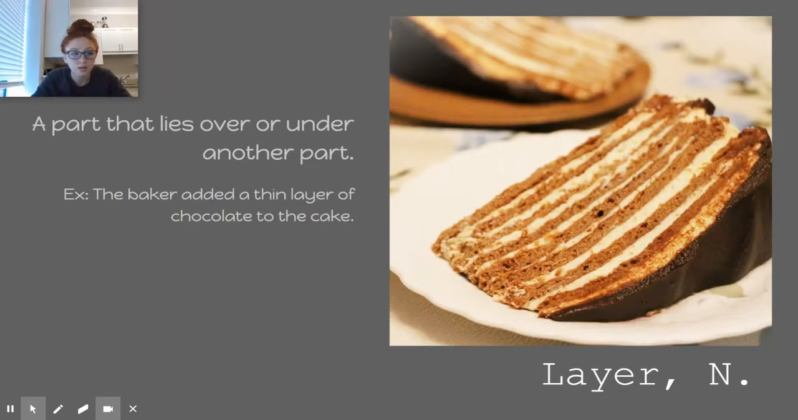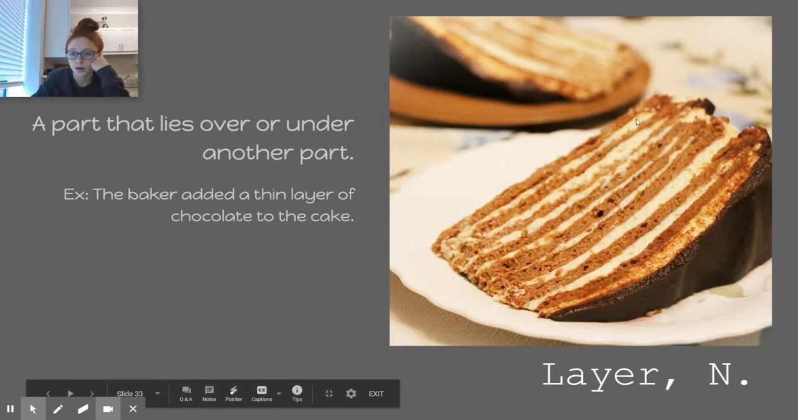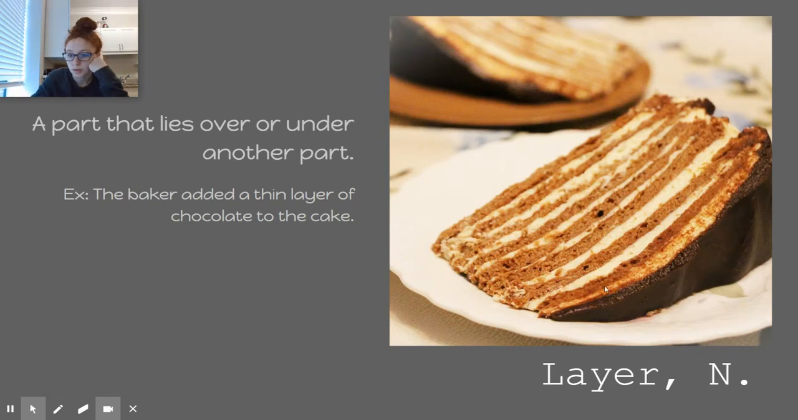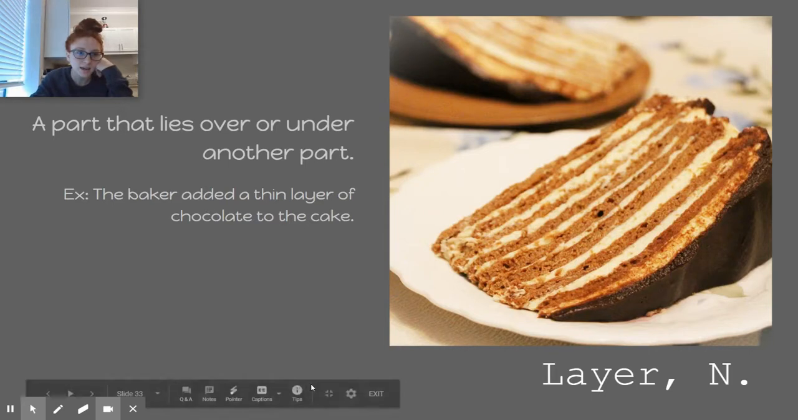Layer is a noun, and a layer is a part that lies over or under another part. So if you look at this cake, you can see all the different layers. We've got chocolate, and then maybe some icing, and then probably some cake, icing, cake, icing, and so on. Yum, now I want cake.